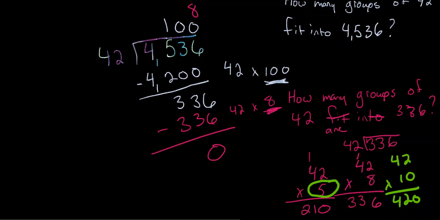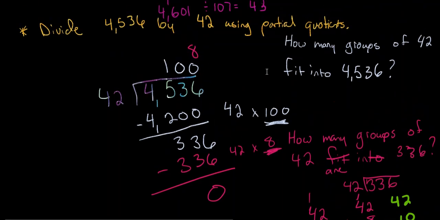So now let's go back to this and remember, if we have two partial quotients, then we add them together. And a lot of times you'll see this little line right here on top of this, and they'll write out 108.